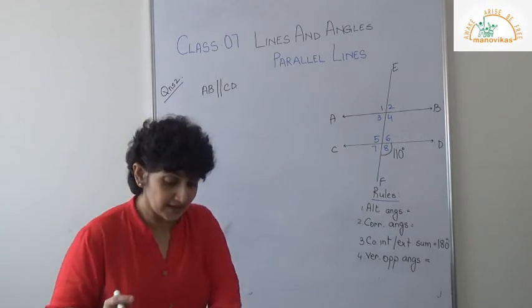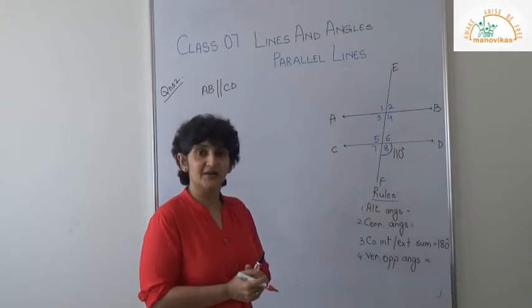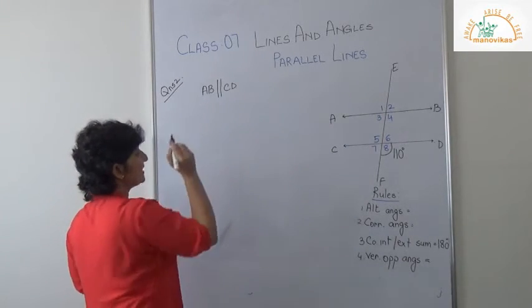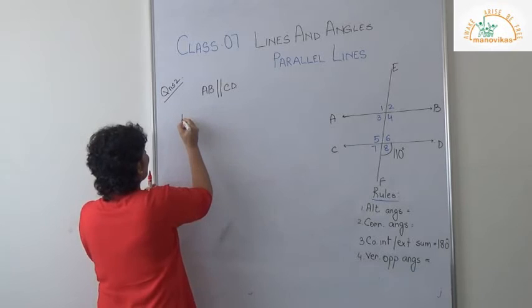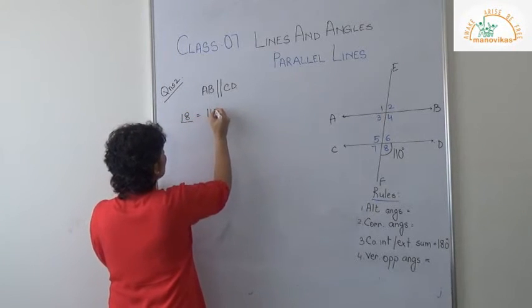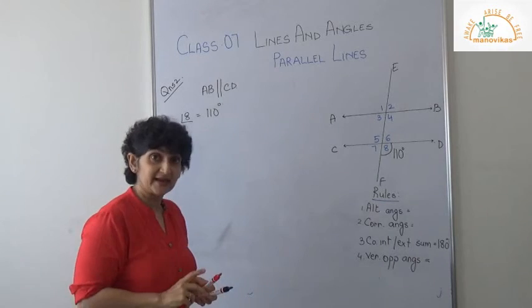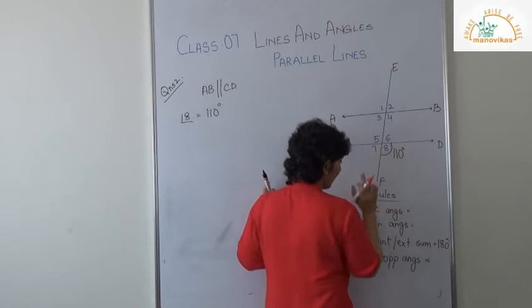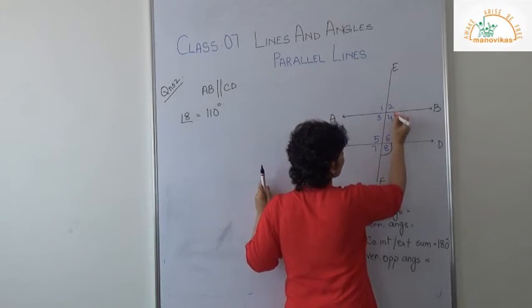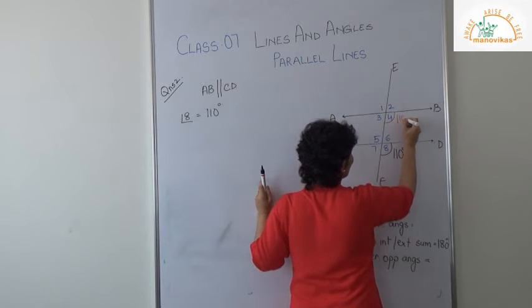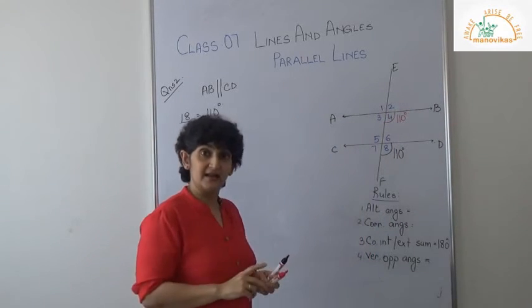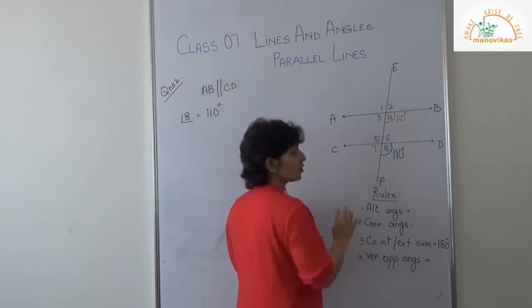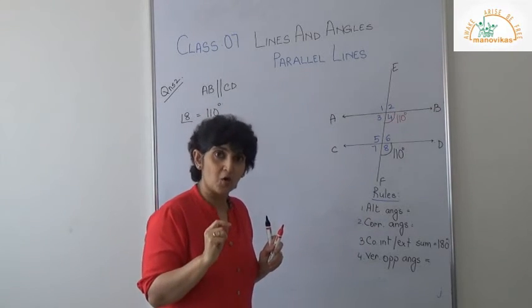Now that I know, children, angle 8 is 110. Based on what is given, let us work out. You know AB is parallel to CD and angle 8 is equal to 110 degrees. Correct? Now, if I take 8 and 7, correct? So that means this also will be 110 degrees. Correct? What could be your reason, children? If you see here, the mirror image of 7. So these are corresponding angles.